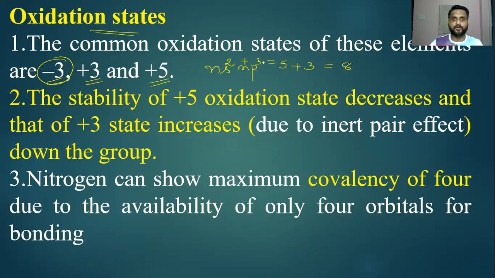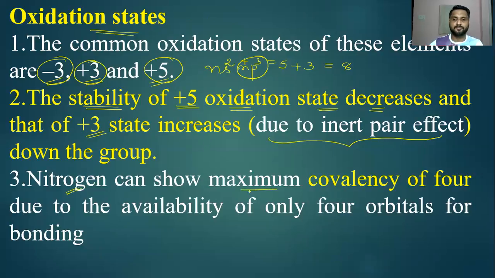It can lose electrons from the np3, therefore it can show +3, loss of electrons. And altogether it can lose 3 + 2 electrons and show the +5 state. Now the stability of the +5 oxidation state decreases, and that of the +3 increases. Remember, this is because of the inert pair effect down the group.